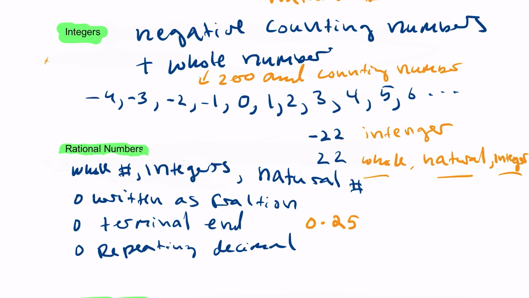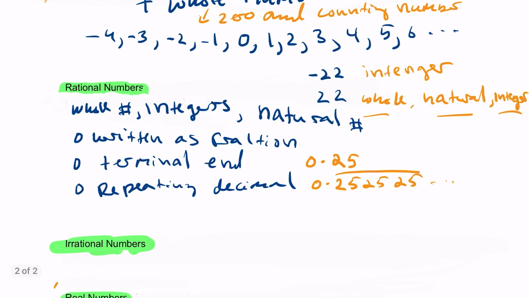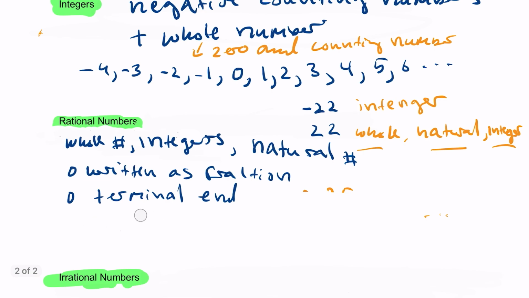But a repeating decimal will be 0.25 with the digits repeating. This one is a repeating decimal because it keeps going forever. That's the difference. A terminal end is stopping, it's not going forever. But a repeating decimal keeps going forever. So what are the rational numbers then? Let me erase some of this stuff for space.